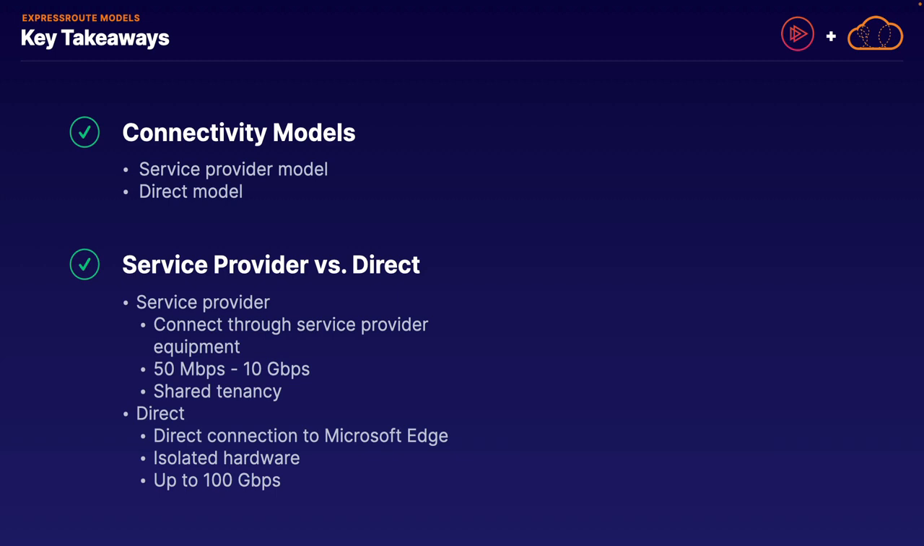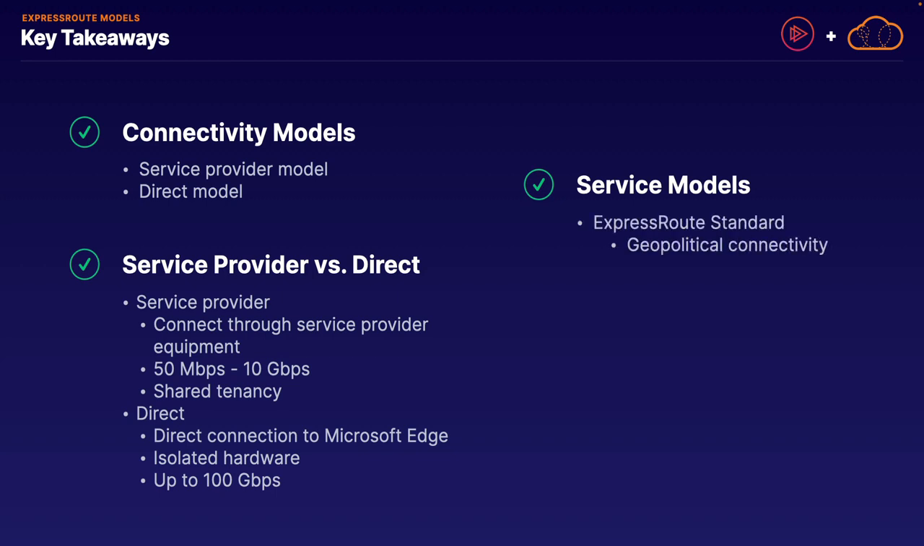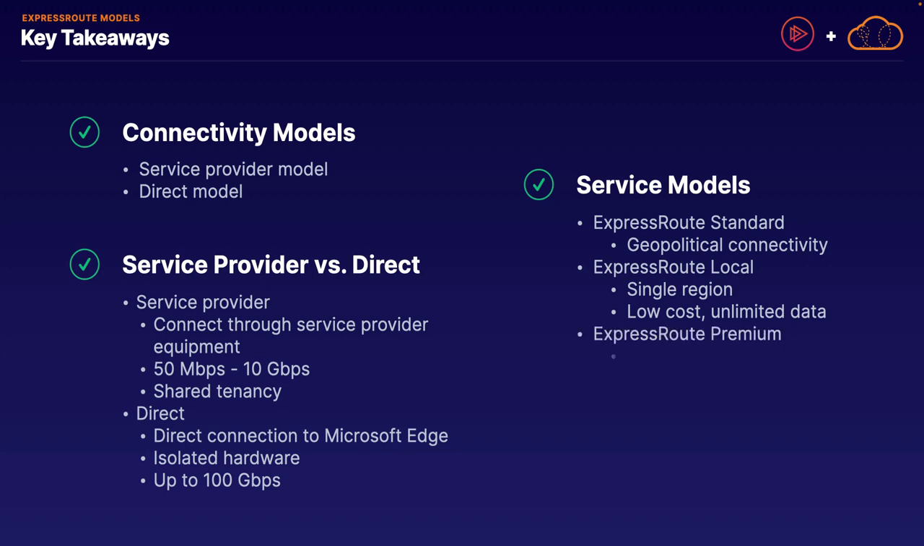And then finally, we talked about our three different ExpressRoute service models, or ExpressRoute circuit SKUs, in which we talked about ExpressRoute Standard, which gives us geopolitical connectivity, and ExpressRoute Local, which is limited to a single region. However, it also has the lowest cost and provides unlimited data as well. And then finally, we discussed ExpressRoute Premium, which provides global connectivity and a useful feature called Global Reach. Again, more on that later.